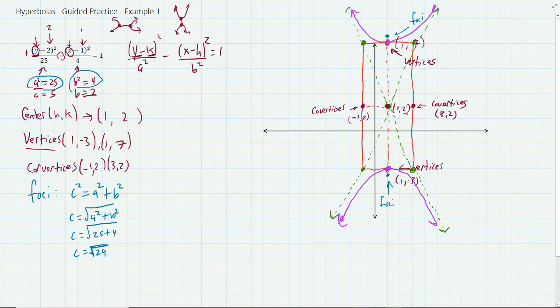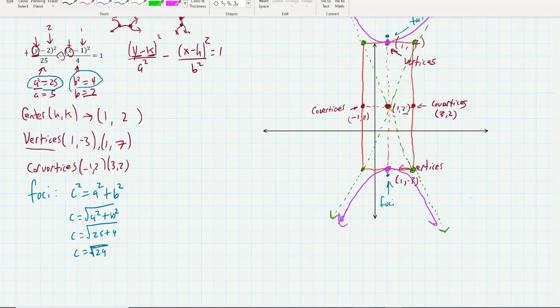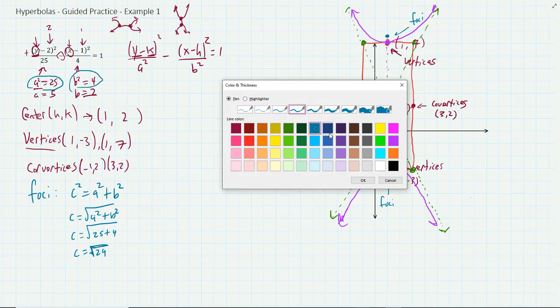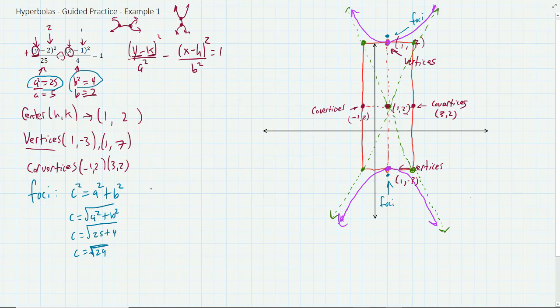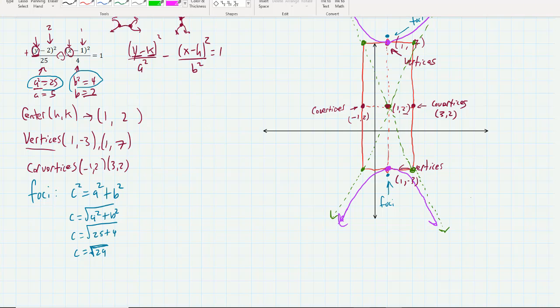The only thing we're missing is we have to actually give the coordinates of the foci and the equations of the asymptotes. So let's find that. And then we'll be done with this example, okay? So the foci will have a coordinate. So let's give the coordinates of the foci. Let's actually change it back to this plum color, which is nice.